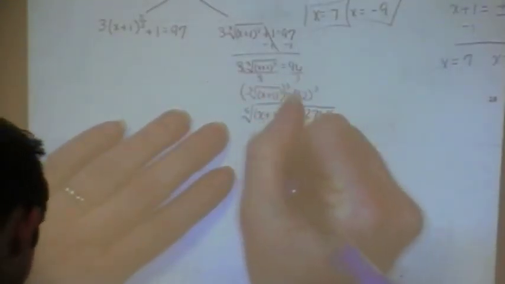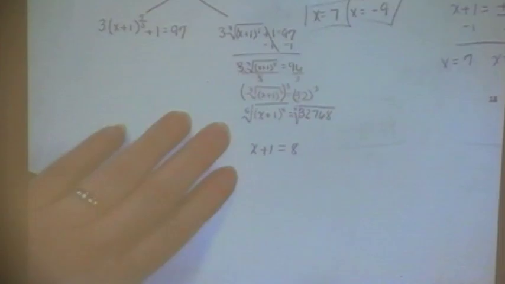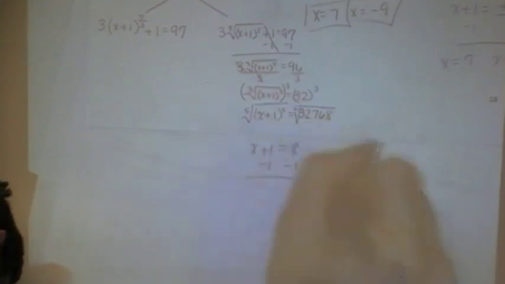So that's the 5th root of 32,768. Could you also take the reciprocal? Yes, and that would be easier. Alright, so when I do this, I get x plus 1 equals 8. It's a 5th root, so there's only one answer, because it's an odd root. So subtract 1 and you get 7.